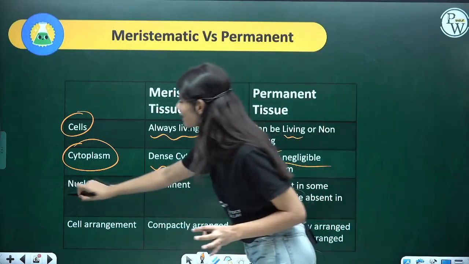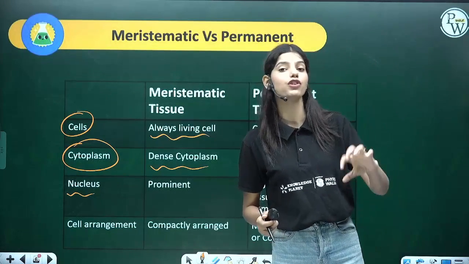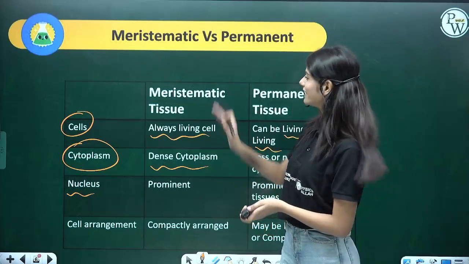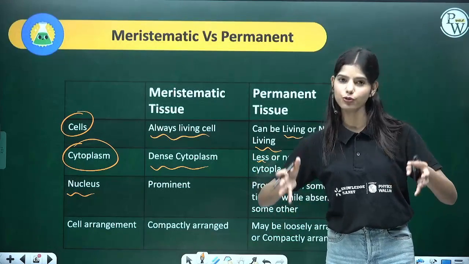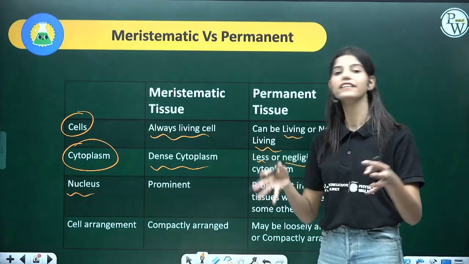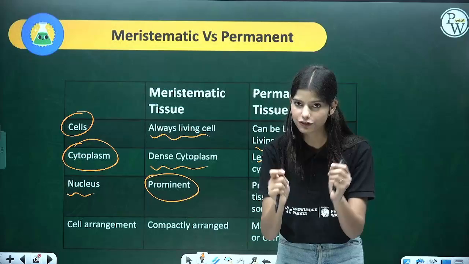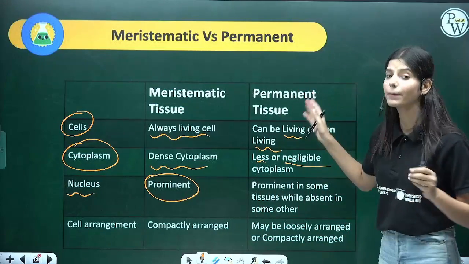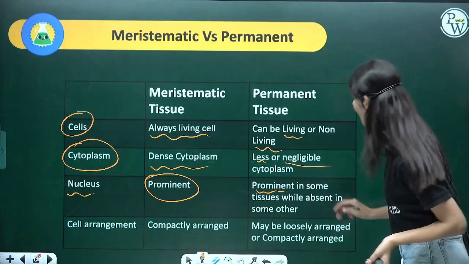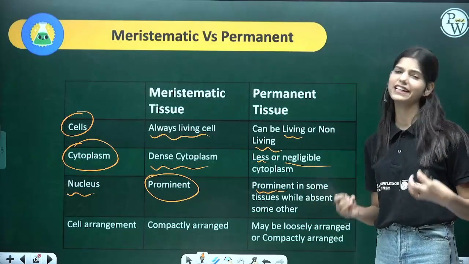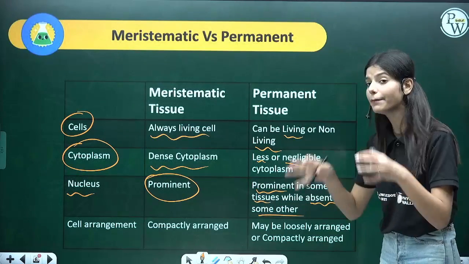Talking about the nucleus, guys, we all know meristematic tissue has to divide. And what is that particular part of the cell which helps it to divide? Nucleus. So in case of meristematic tissue, they have a very prominent nucleus, very advanced nucleus, or you can say very large nucleus, which controls the cell division. So here the nucleus is prominent, very large, and functional. In case of permanent tissue, they can have a prominent nucleus, they can have a large nucleus, but in some of the cells they can have a very small nucleus, and in some cases they can have no nucleus. So it can be prominent in some tissues while it can be absent in some other tissues.